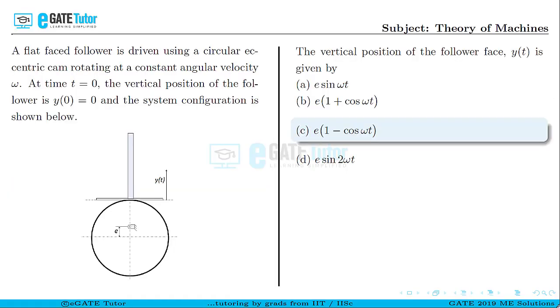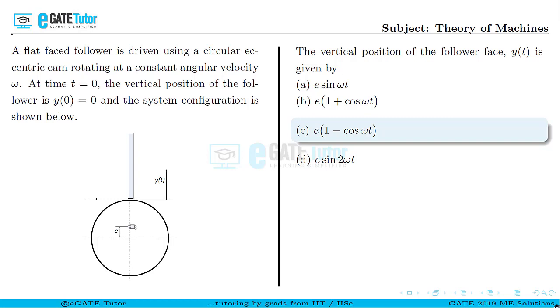This question is from Theory of Machines for 1 mark. A flat-faced follower is driven using a circular eccentric cam rotating at a constant angular velocity omega. At time t equals 0, the vertical position of the follower is y of 0 equals 0, and the system configuration is shown below. The vertical position of the follower face y of t is given by.